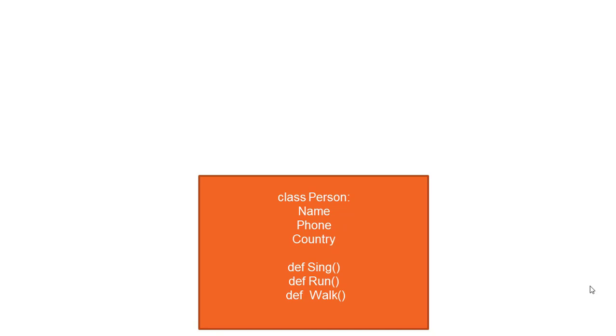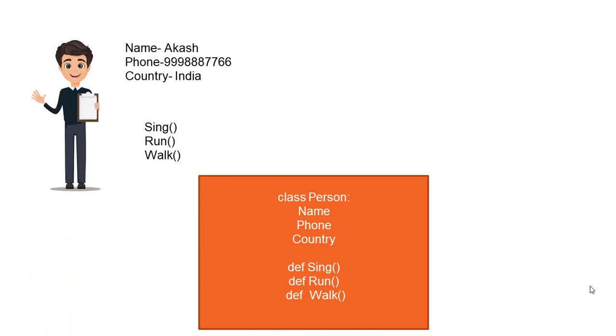But I have not created any object. But the moment I create an object, let's say I have created one object out of this class. You can see these three variables, right? Name, phone number, and country. Now when you create an object, this object will have its own value.